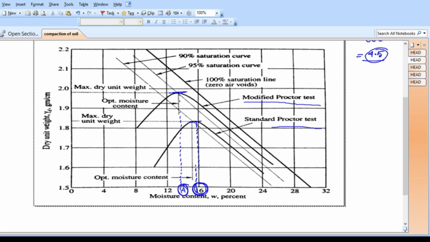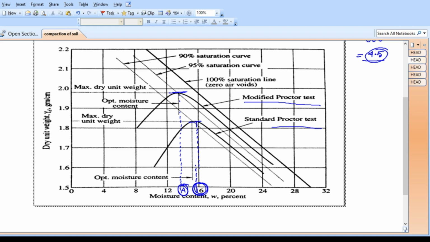Now, why is the pattern of the curve like this? Why is it increasing, attaining a peak, and then decreasing again? At low moisture content, the internal friction and adhesion between the particles contribute to resisting the compaction. As we increase the water content, the particles develop a film of water around them, which helps lubricate the particles to slide one above the other, thereby increasing the dry density.